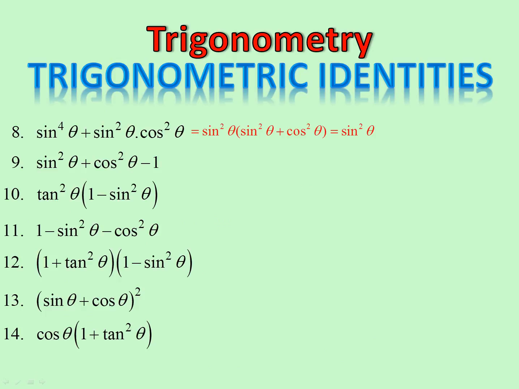Number 9. 2 ways to do, no, just 1, sorry. Notice sine squared plus cos squared is 1, minus 1. Change to sine and cos. That there is cos squared. We have algebra, give you sine squared.